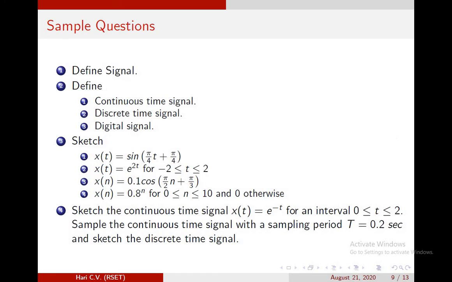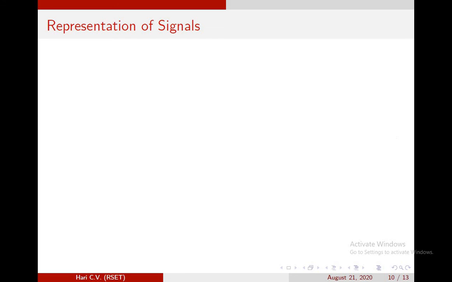Now some sample questions: define signal, define continuous time signal, discrete time signal and digital signal. Sketch the given signals, and the last one, sketch the continuous time signal x of t is equal to e raised to minus t for an interval 0 less than or equal to t less than or equal to 2. Sample the continuous time signal with the sampling period T equal to 0.2 second and sketch the discrete time signal. Now the next topic is the representation of signals.